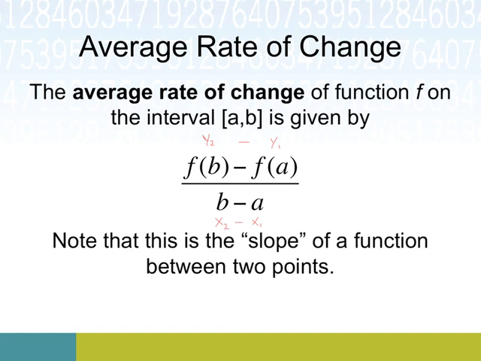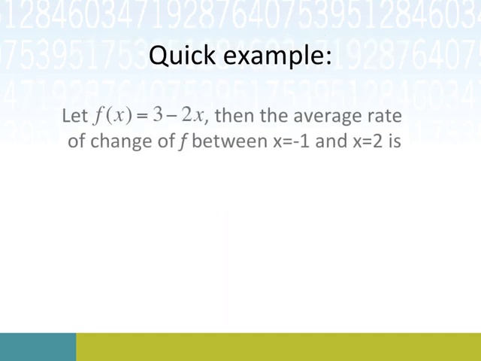I put slope in quotation marks because when we talk about a slope, it should be a constant rate of change. And for functions other than lines, it's not clear that we would have a constant rate of change. In fact, lines are very special that way. All other functions have varying rates of change. But this is our average rate of change, and again, it's just the slope formula, but fancied up with some function notation to illustrate that we could be doing this for things other than lines.